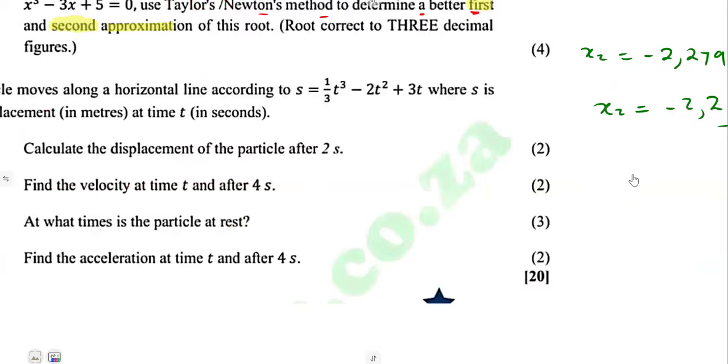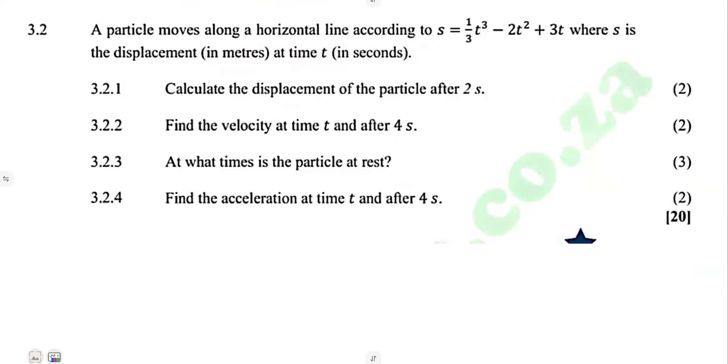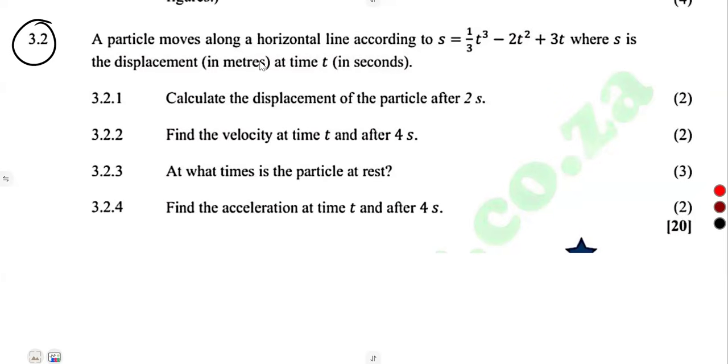All right. Let us move on to 3.2, working with rates of change. But this is an application that happens when you're dealing with motion. All right. When you're dealing with motion, and this is linear motion that we have. A particle moves along a horizontal line according to this law, where s is the displacement in meters and t is the time in seconds. So, all right, let us look into our question.